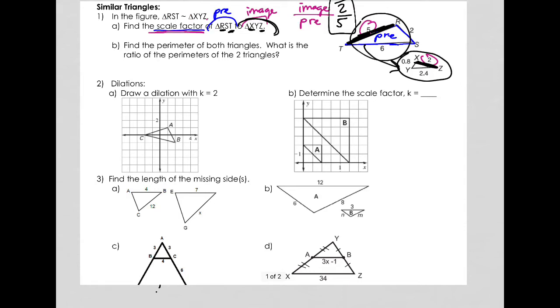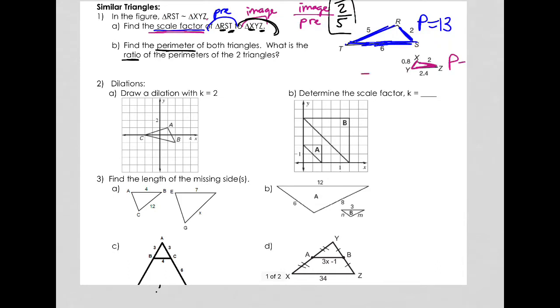Alright, so letter B, find the perimeter of both triangles, and then find the ratio of the perimeters. So we're going to do basically what we did with the scale factors, but you have to remember that perimeter means when you add up all the sides, so it's the distance around the figure. So basically we're adding up 2 plus 5, which is 7, plus 6, which is 13. So the perimeter here is 13. Now when you do the smaller one, 2 plus 0.8 is 2.8, plus 2.4 is 5.2.